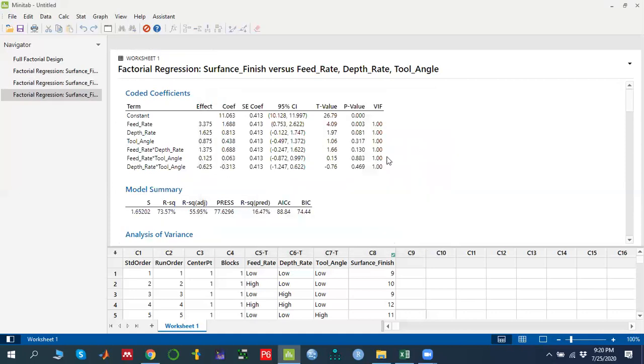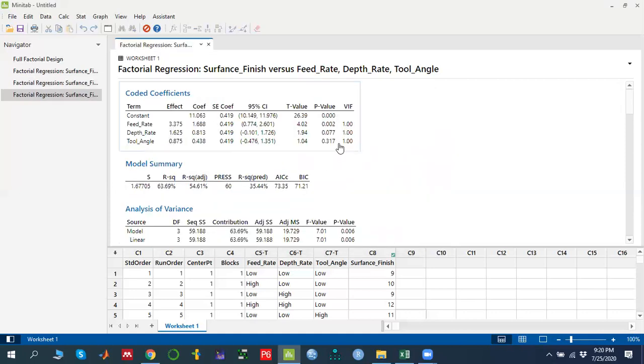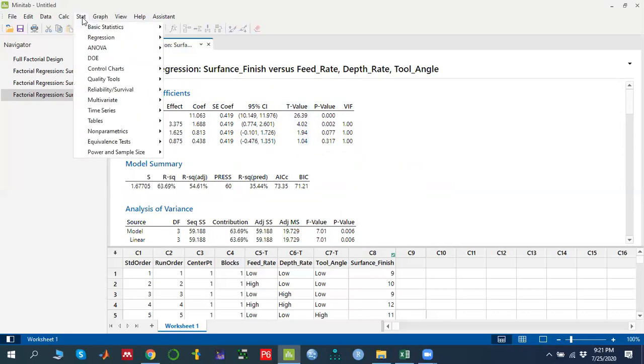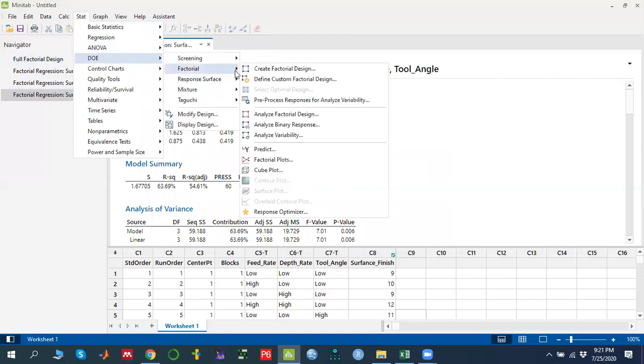So what's the effect? Again, we can see that only the feed rate is significant. Depth rate as well as tool angle is not a significant factor. So depending upon your situation, you can check that. You have to check iteratively what the effect is on other factors after removing or adding a particular factor. Right now, I am using all three factors.